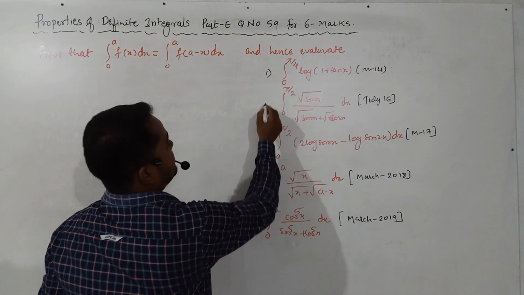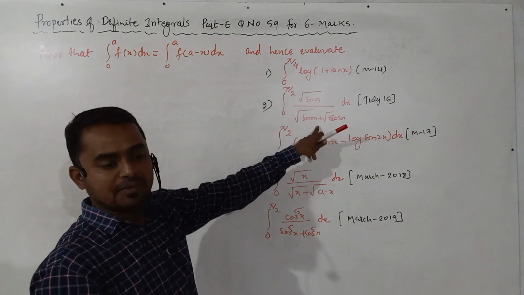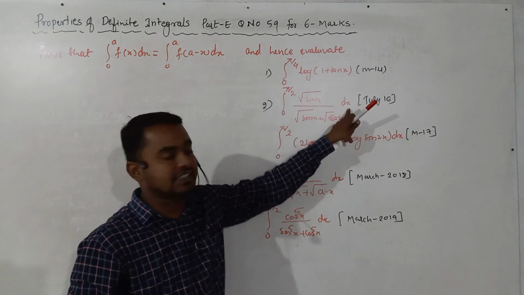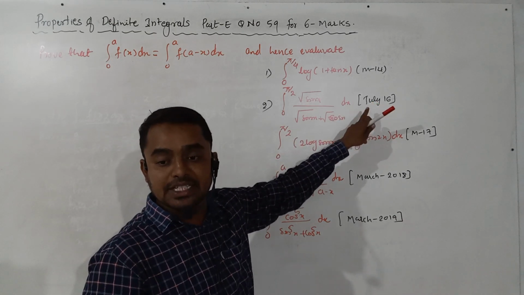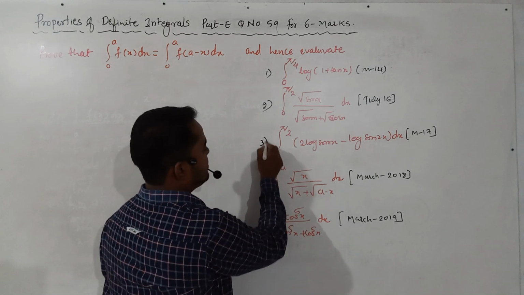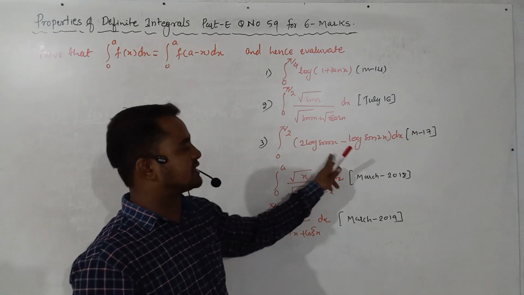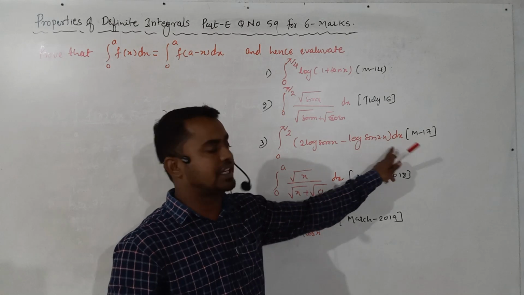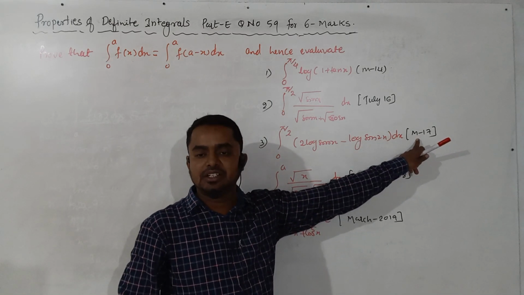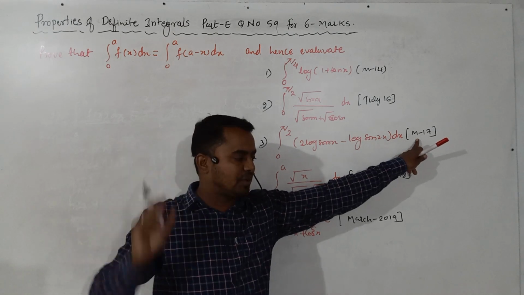The second problem, same property, only the problem is changed: 0 to pi by 2 root sin x divided by root sin x plus root cos x dx. This problem and property has been asked in July 2016. The third problem: 0 to pi by 2 of 2 log sin x minus log sin 2x dx. This problem has been asked in March 2017, with the same property.